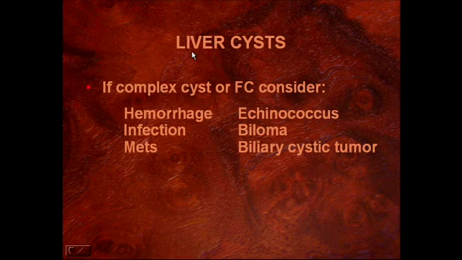Now, what about cysts that aren't simple, that appear complex? The differential for that includes hemorrhage into a cyst or hematoma, infection in a cyst or abscess, metastases, echinococcal disease, biliomas, and biliary cystic tumors. And I want to just focus for a minute on infection and talk about abscesses.